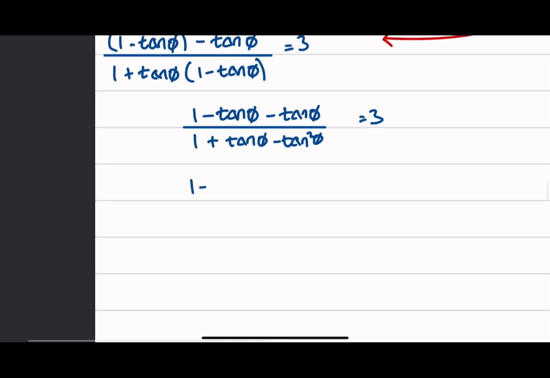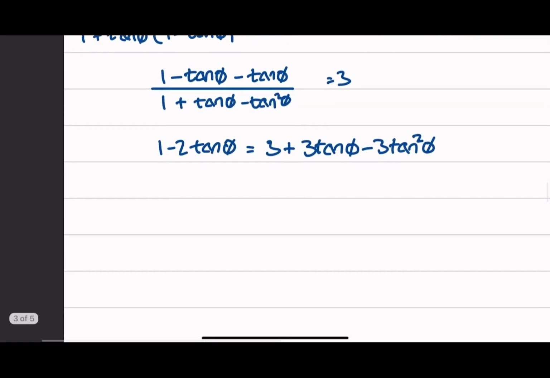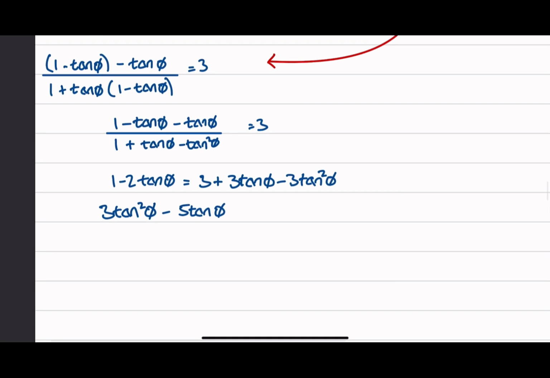So this becomes 1 minus 2 tan phi, the numerator, and the denominator we can take to the other side and multiply, so that it becomes 3 plus 3 tan phi minus 3 tan squared phi. Take this all to one side, to the left side, so that it forms a quadratic in tan phi, which will be 3 tan squared phi minus 5 tan phi minus 2 equals 0.